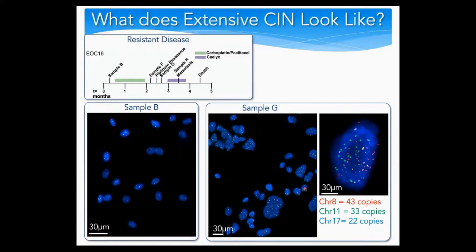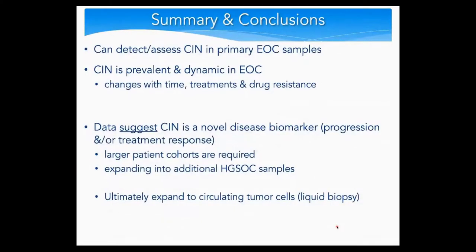First and foremost, you see a lot more heterogeneity. You see increases in nuclear shapes and sizes. And you see a lot more of those foci within each of those nuclei. All 3 of these images are actually taken to scale, and this is actually a giant nucleus found within the sample. And when we did the counts of those 3 specific sets, we noted that there could be upwards of 43 copies of chromosome 8, up to 33 copies of chromosome 11, and up to 22 copies of chromosome 17. So well in excess of the normal 2 that we should normally find.